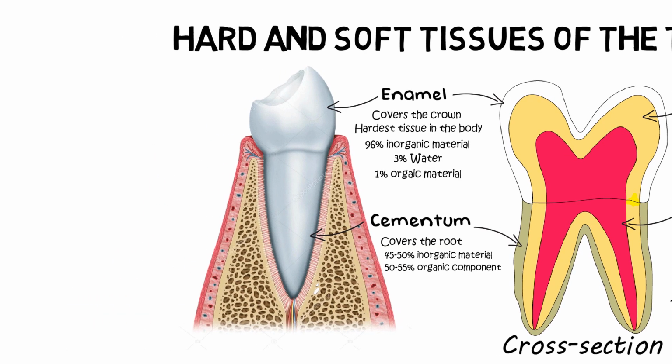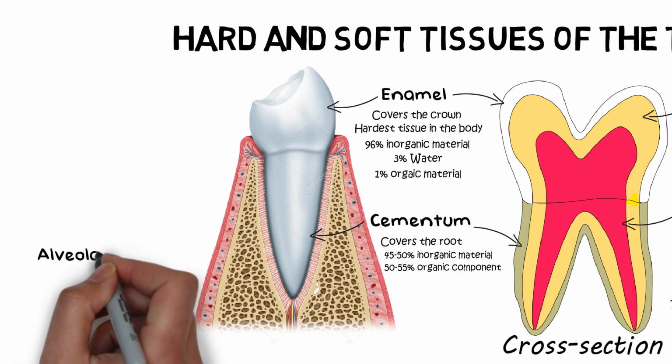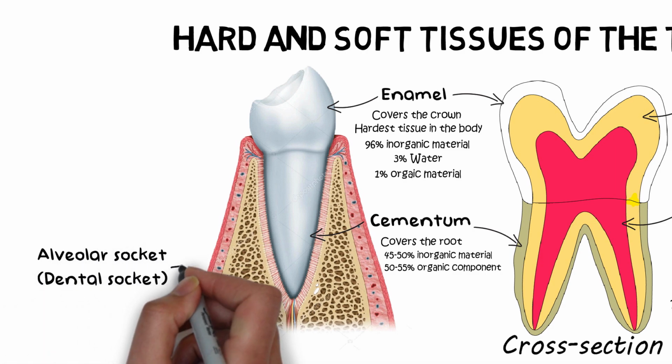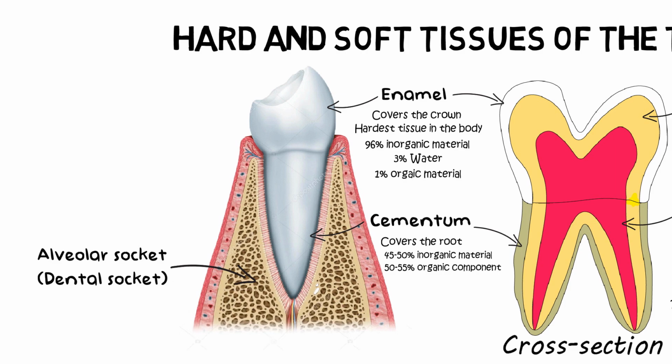So moving on outside, the tooth is placed in a pocket of bone that is like a socket, hence named the dental socket, or more correctly, the alveolar socket, since the bone that surrounds the tooth is known as the alveolar bone, and hence the socket in which the tooth is placed is known as the alveolar socket.